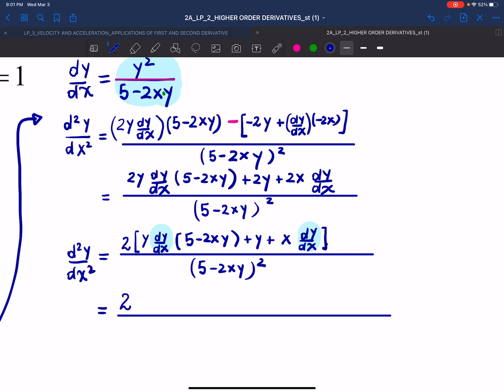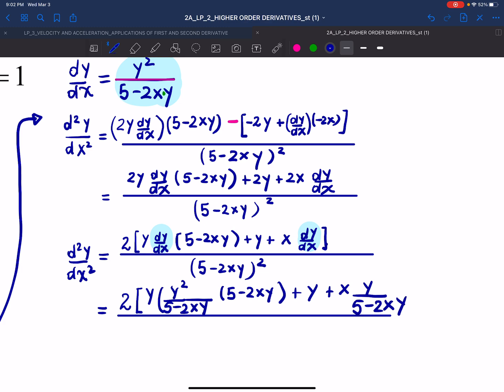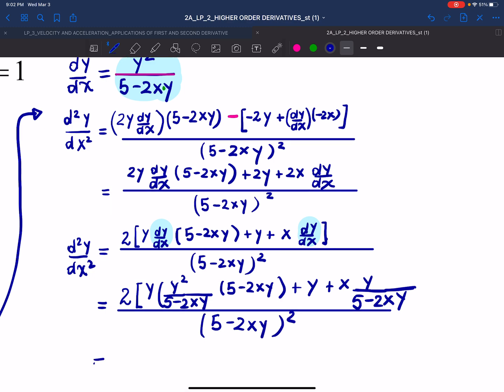We have 2. We have y, which multiplies y squared over 5 minus 2xy, times 5 minus 2xy. Isn't this nice? And then plus y plus x times y over 5 minus 2xy. And all this will be over (5 minus 2xy) to the power of 2 equals.